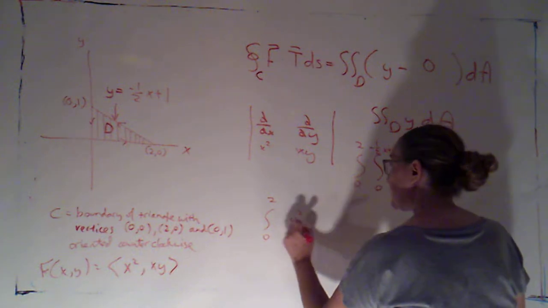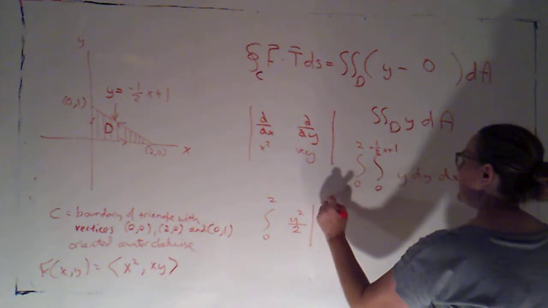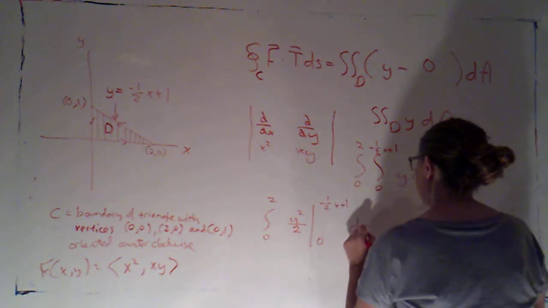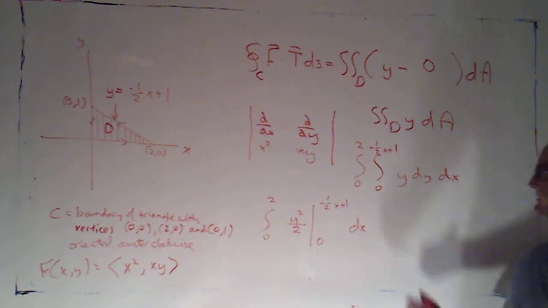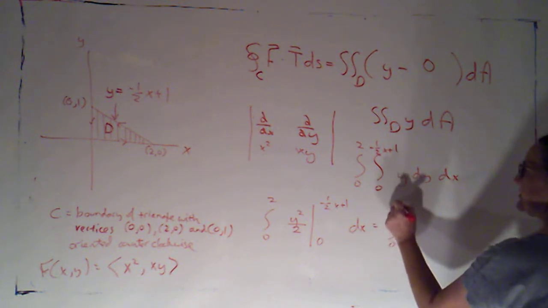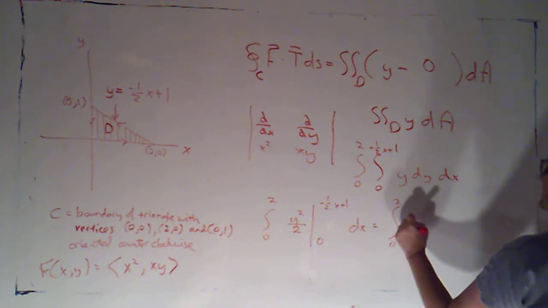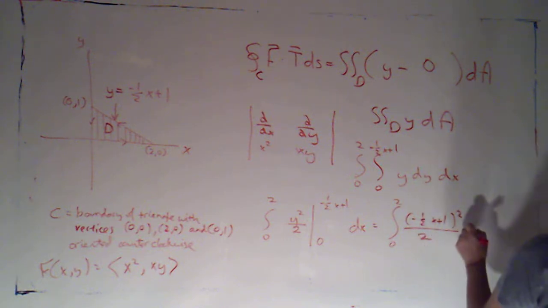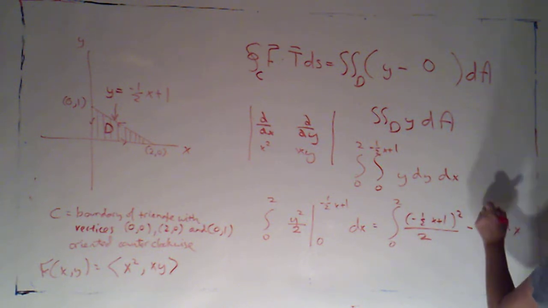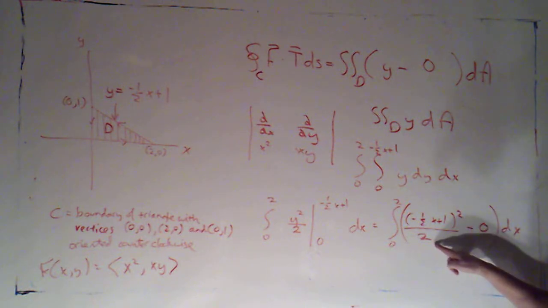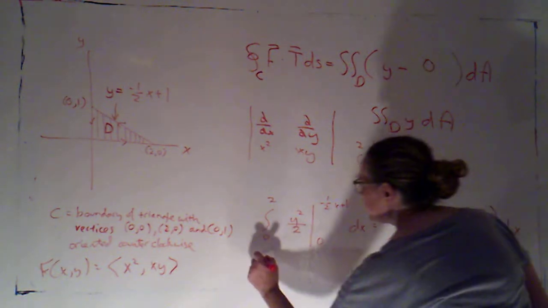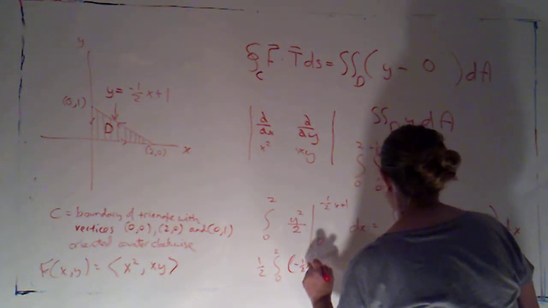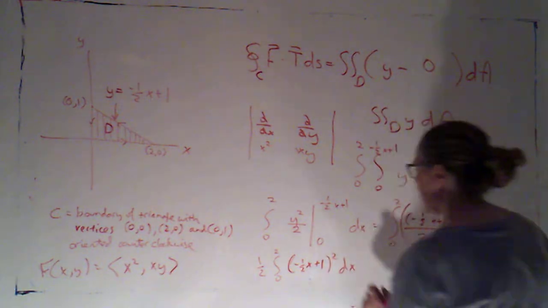So that's the integral from 0 to 2. The antiderivative of y with respect to y is just y²/2. I'm evaluating that between -1/2 x plus 1 and 0, and then we'll integrate that with respect to x. So I'm going to get the integral from 0 to 2 of (-1/2 x plus 1)² over 2 minus 0, and then we've still got to integrate that with respect to x. I'm going to just factor out that 1/2. I get 1/2 times the integral from 0 to 2 of (-1/2 x plus 1)² dx.